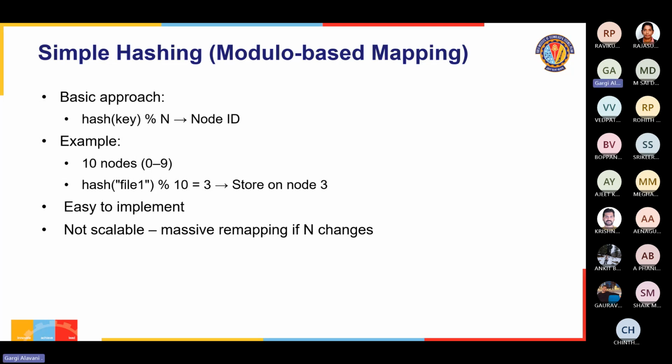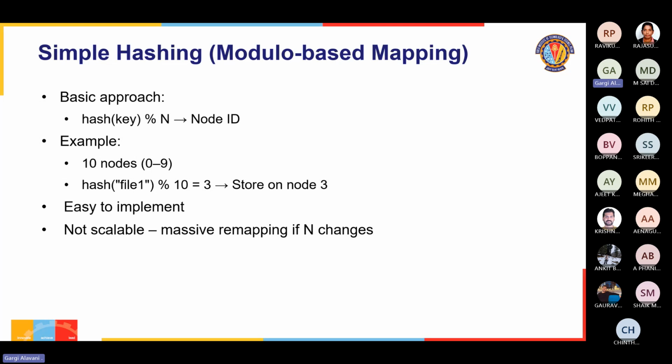So let us continue. We saw that simple hashing has a problem. This is straightforward and can work for static networks, which will not change and will remain fixed. But if it is a dynamic network, where nodes come and go, in that case it's a big problem, because if a new node joins or an existing node leaves, the value of n will change, and almost all the data will have to be remapped.